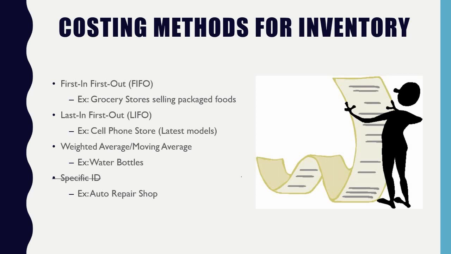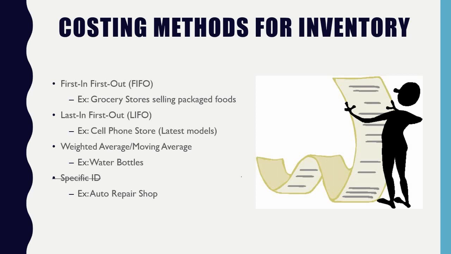Same thing with moving average. Now, in this case, periodic was weighted average. Perpetual is moving average. When we take a look at our perpetual inventory, when we look at the first in, first out, we'll understand why instead of calling it weighted average, it's going to be moving average, because every time we make a purchase, we update our inventory. Every time we make a sale, we update our inventory. So it's actually going to move the average along.